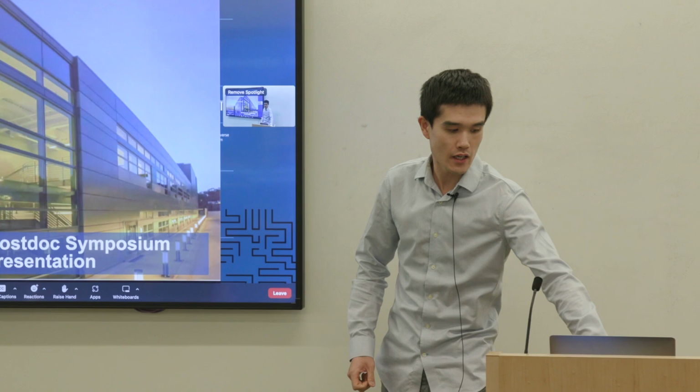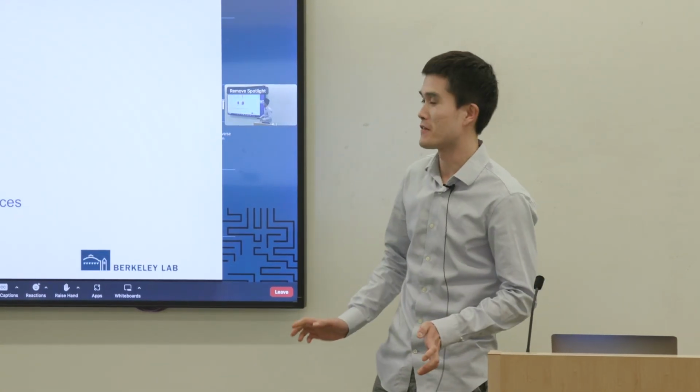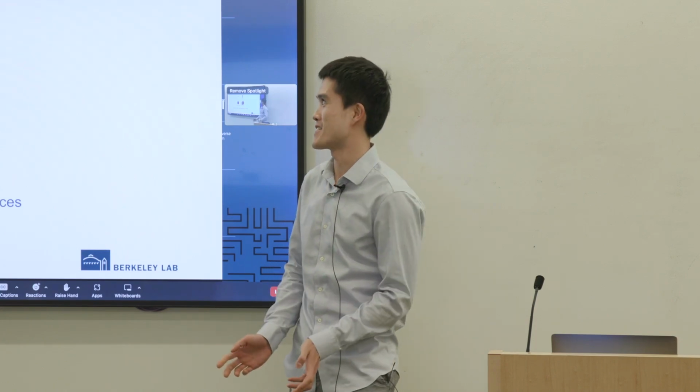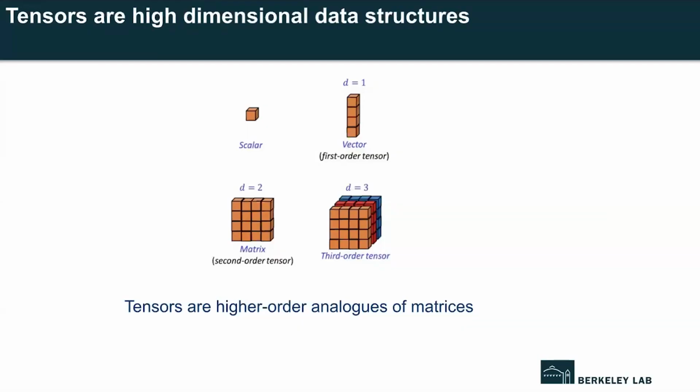So to get started, I'll start with what tensors are, and hopefully this will also be convenient for the rest of the speakers in my session because I see a lot of tensors in the titles. Tensors are high-dimensional data structures, or you can think of them as high-order analogs of matrices. A scalar is a zero-dimension tensor, a vector is dimension 1, a matrix is dimension 2, and anything higher order than that, we can call tensors. A third-order tensor will have a cube-like shape.